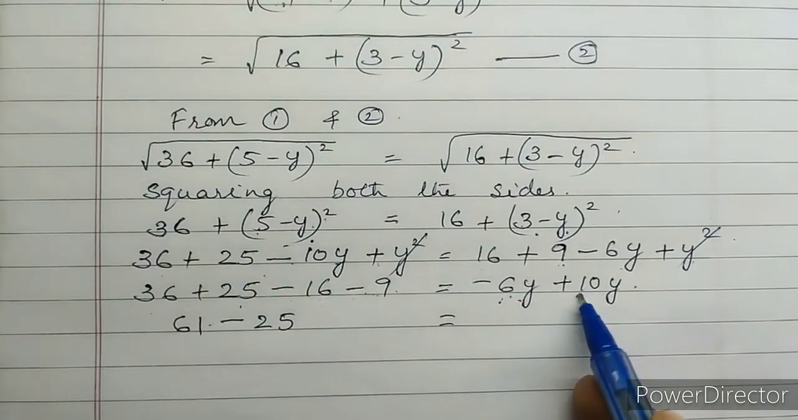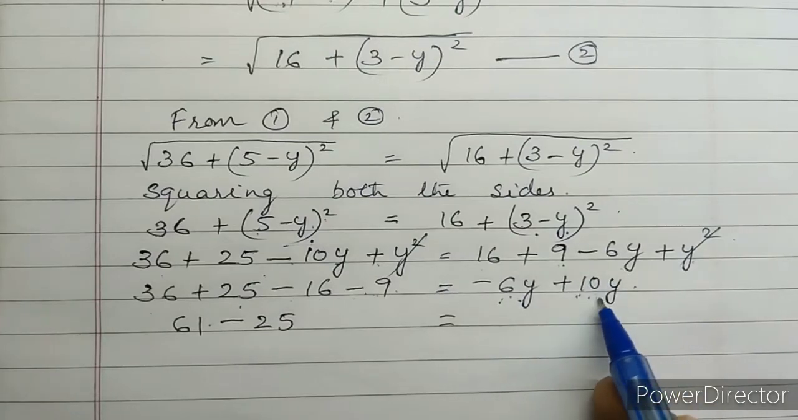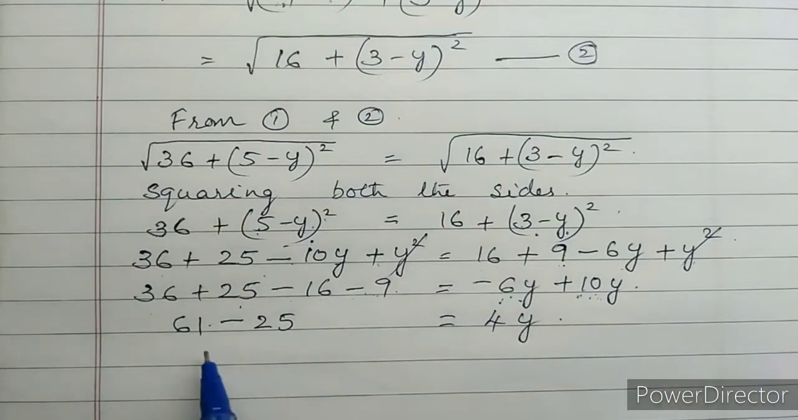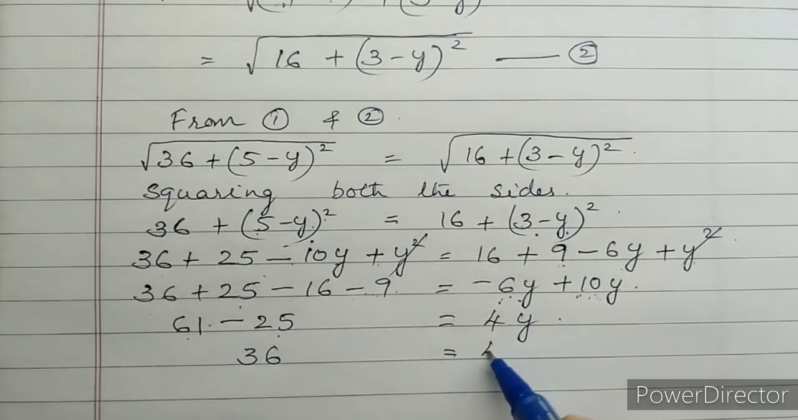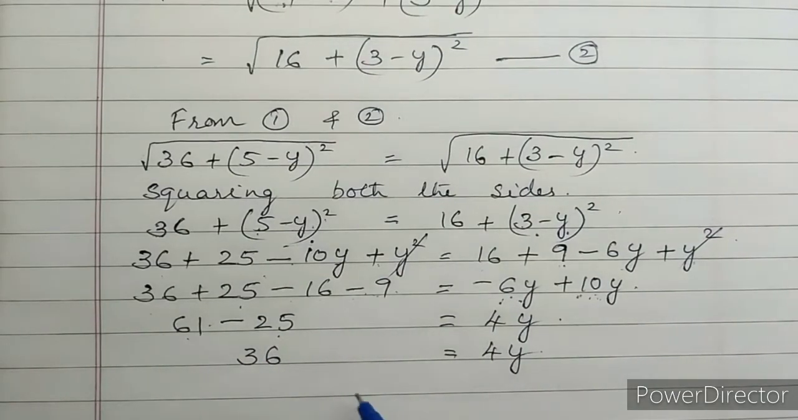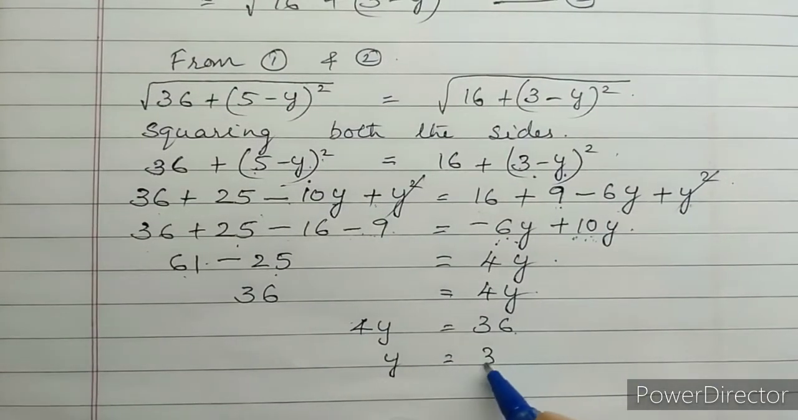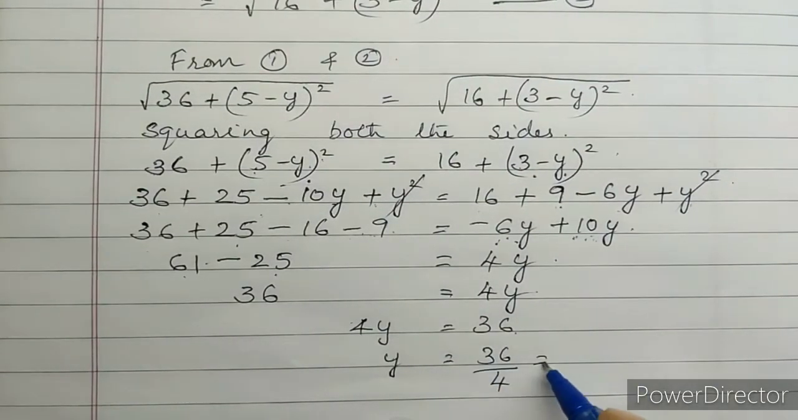One is negative and one is positive. You have to subtract and put greater number sign. Greater number is 10, so positive. 10 minus 6, it is 4y. 61 minus 25, it is 36, equals 4y. So what will be y? You can write 4y equals 36 also, no change. So y is equal to 36 divided by 4, which is equal to 9.